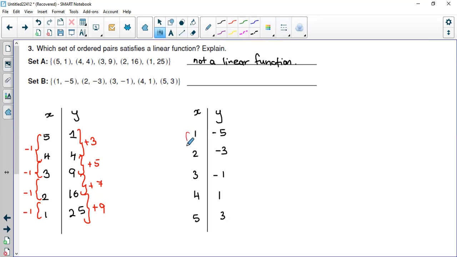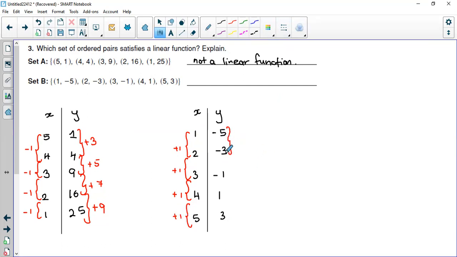So the differences of x is going to be 1. How did 1 become 2? Plus 1. How did the 2 become 3? Plus 1. How did the 3 become 4? Plus 1. And how did the 4 become 5? Plus 1. Now let's move to the values of y.